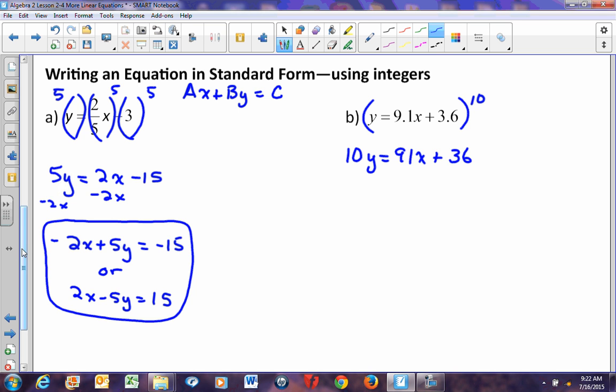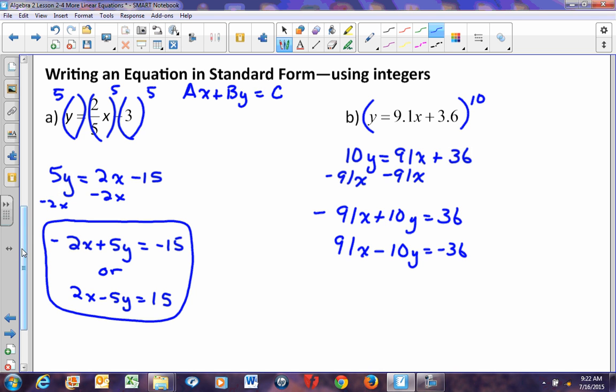Move the x to the other side, so I'm going to subtract 91x. I have negative 91x plus 10y equals 36. If I don't want the first term to be negative, run a negative through to everything, so you get 91x minus 10y equals negative 36. Either one of these is acceptable, and they're both standard form of a linear equation.